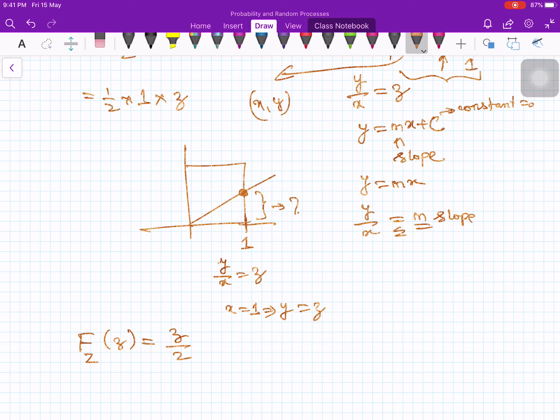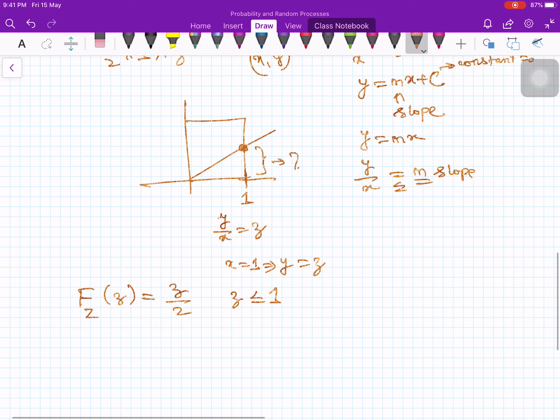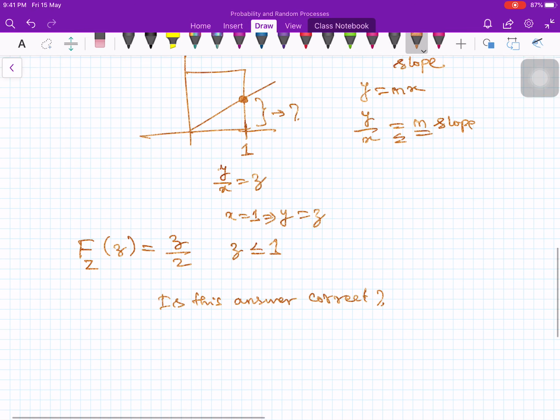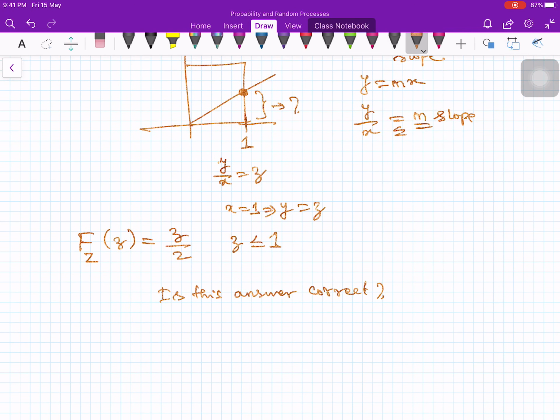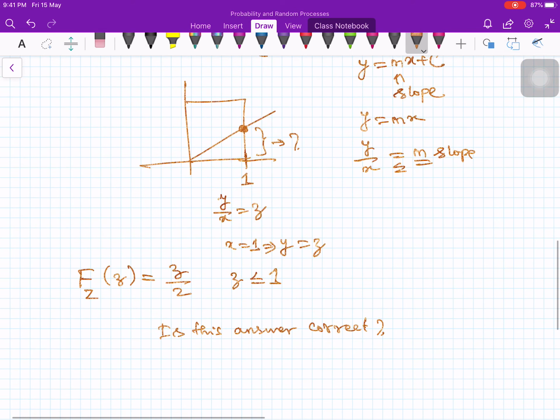So this is the CDF of the function when, what is the condition? When z is less than or equal to 1. That is a condition. Now one can ask, is this answer correct? Is this answer correct? This answer is correct only if the slope happens to be such that we get a picture of this kind. That means this answer is correct if z is less than or equal to 1.